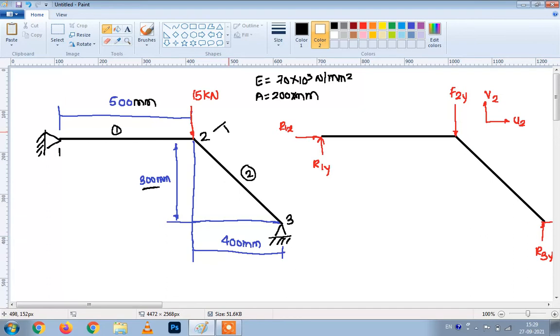We need to find out this particular length, because it will be the length of the second element, which is needed while calculating the values of Cx and Cy. How can we find the length of the second element? Simply by using Pythagoras theorem: 300 square plus 400 square is total 2500, and its square root will be 500 mm. So the length of the second element is 500 mm.